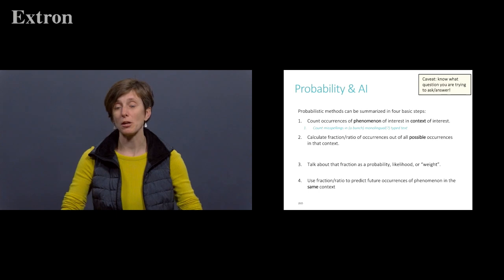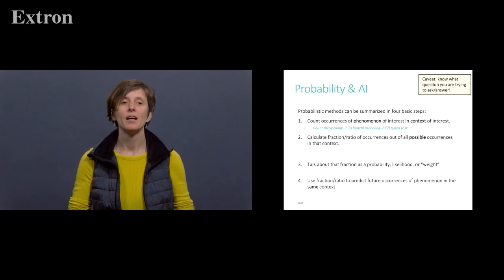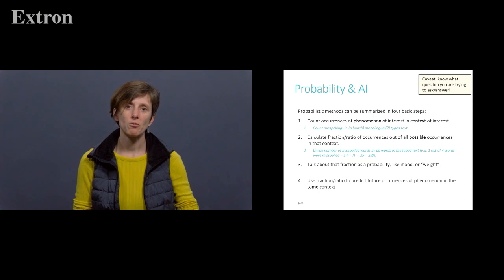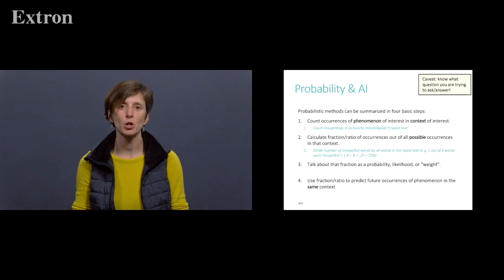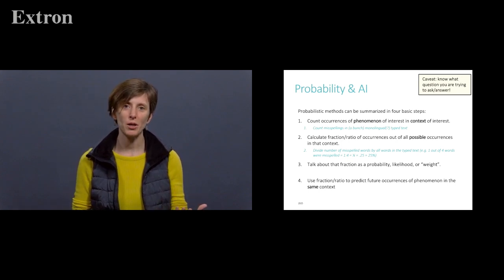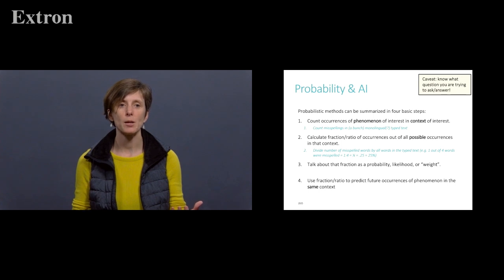It's actually big. You have to identify the context of interest, and you have to find the data. But once you find it, you just count all the misspellings in the typed text by, say, non-native English speakers. Once we have the counts of all the misspellings, we also have the counts of all the words in that text. So let's calculate a fraction. We're going to divide the number of misspelled words, every occurrence of a misspelling, by all the words, all the possible occurrences, all the situations where they could have had a misspelling. So we divide the number of misspelled words by all words in our typed text.